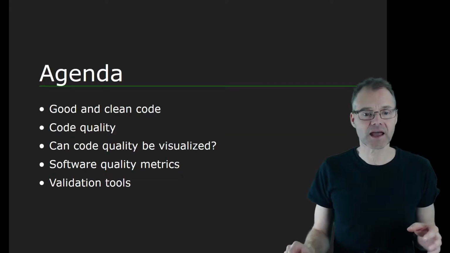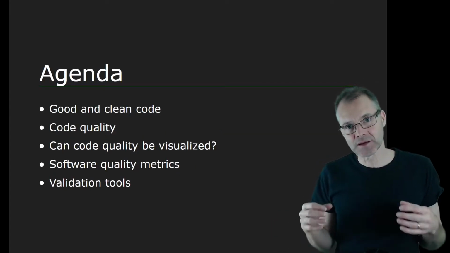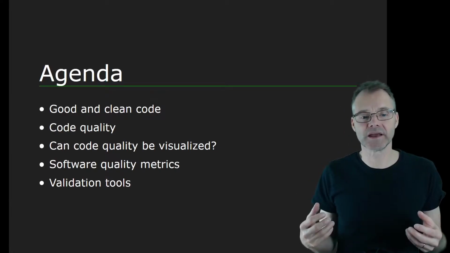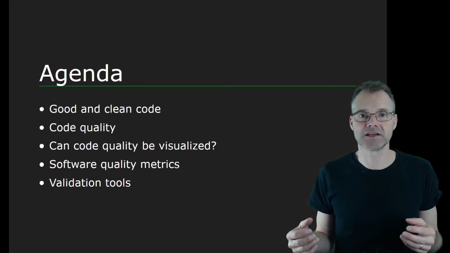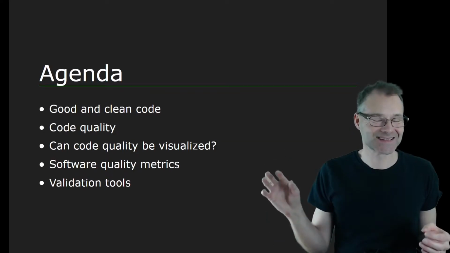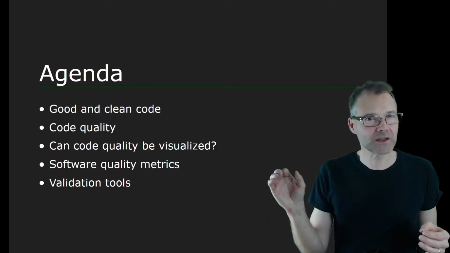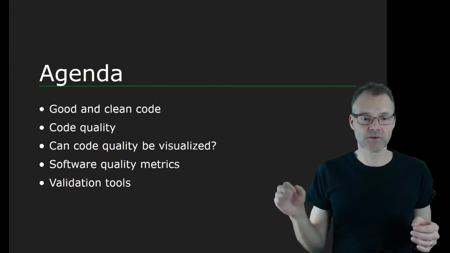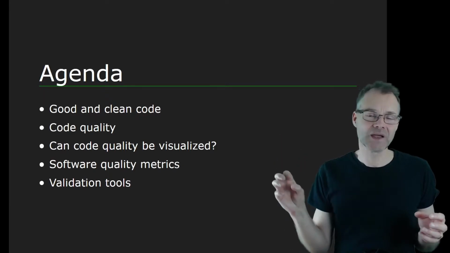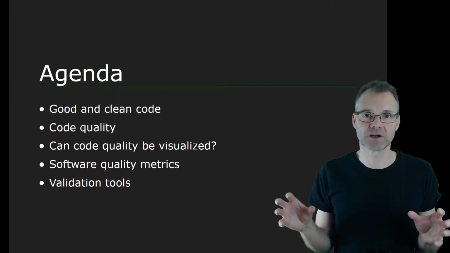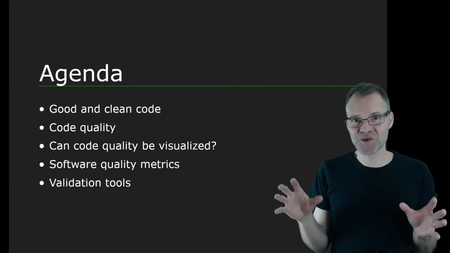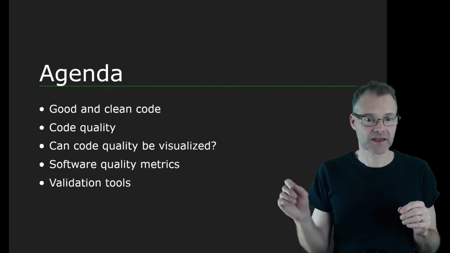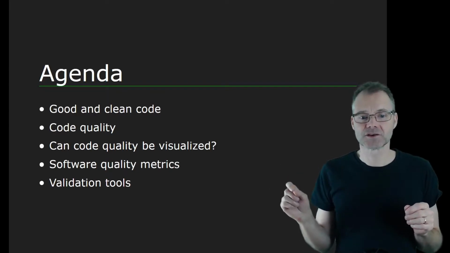Follow me here. I have some kind of agenda, and it's all about finding a way to work with good and clean code. How to do it. It is about code quality, good code. And we want to check out here, can we actually visualize code quality? Can we sort of show an image of this is good code? Can we do that? We're going to talk about software quality metrics.